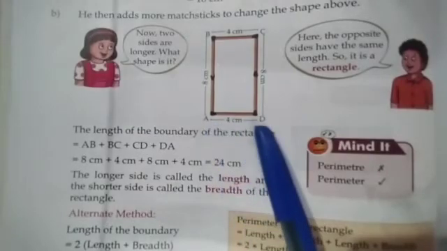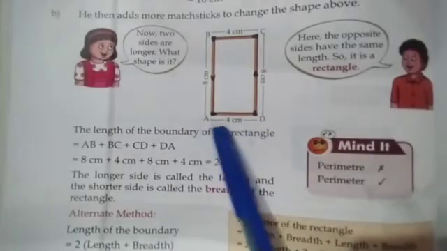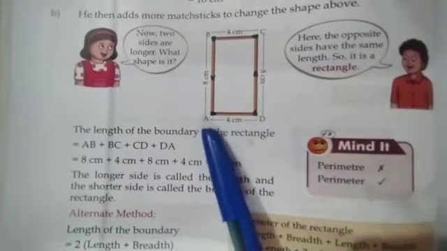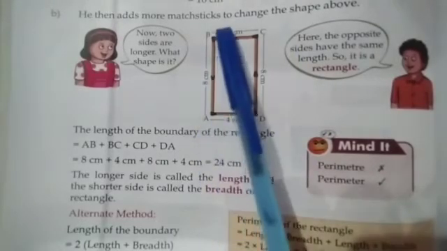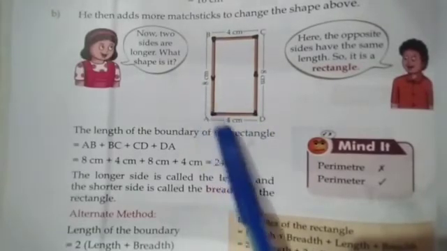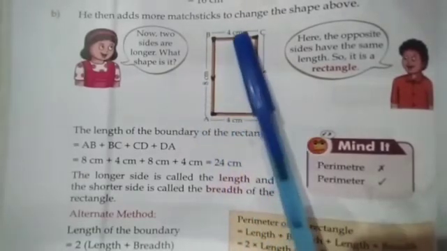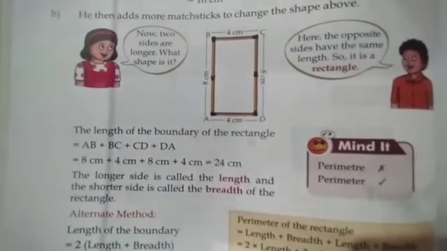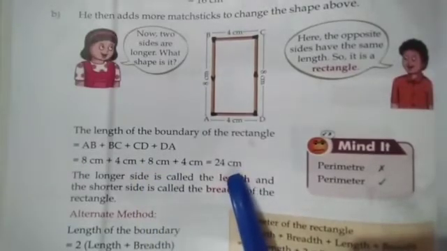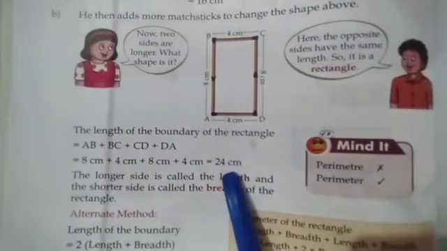Again, one rectangle is given here. ADCB. Then its length is 8 and breadth is 4. That is 8 plus 4 plus 8 plus 4 is the sum of its boundary. Then the answer is 24. But there is another method.